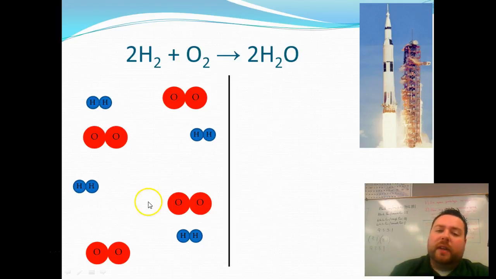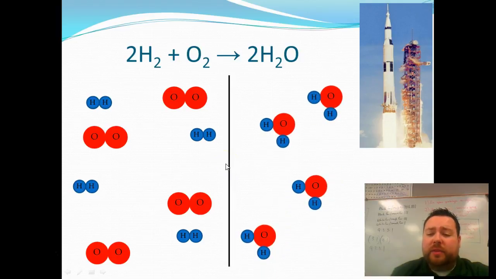And so what I have here is a visual that would show you what was happening at an atomic, at a molecular level. So I have hydrogen, so 2 hydrogen atoms, and I have oxygen, so 2 oxygen atoms, and I just randomly chose 4 of each. And so when those combine, what's going to happen is I am going to get 4 water molecules.